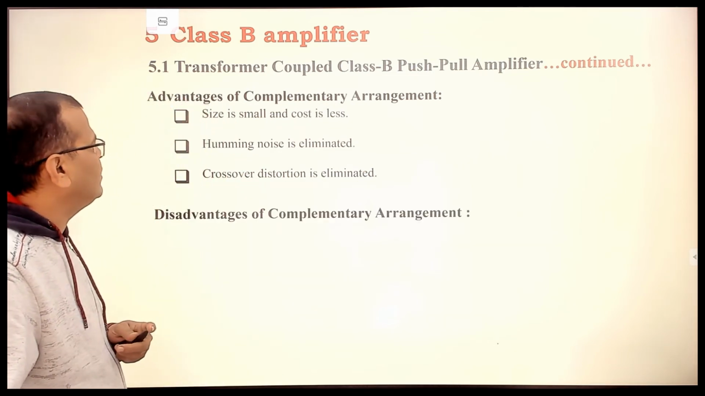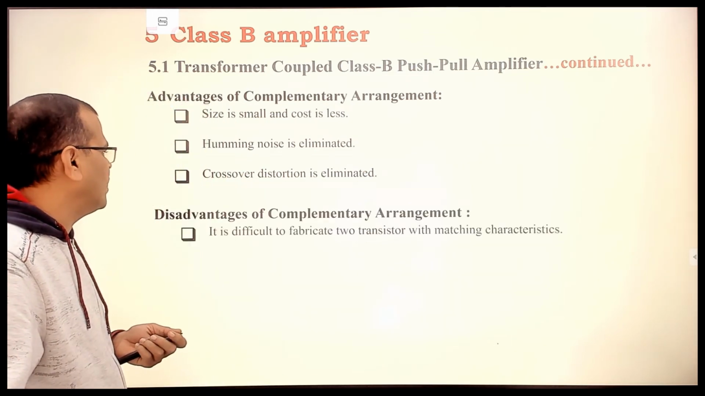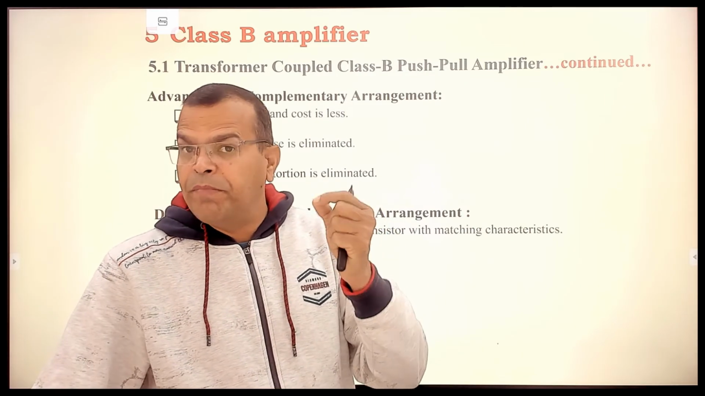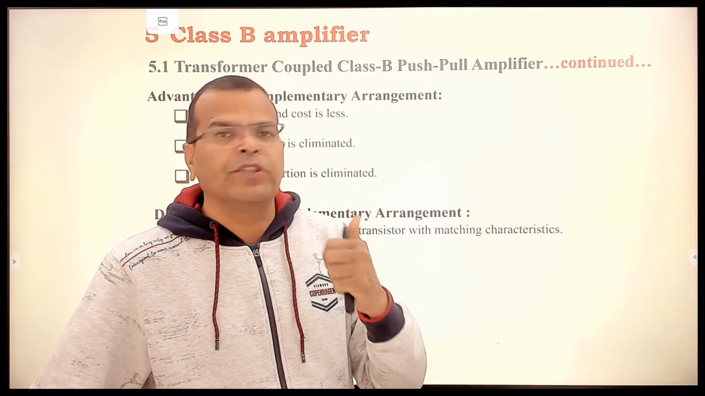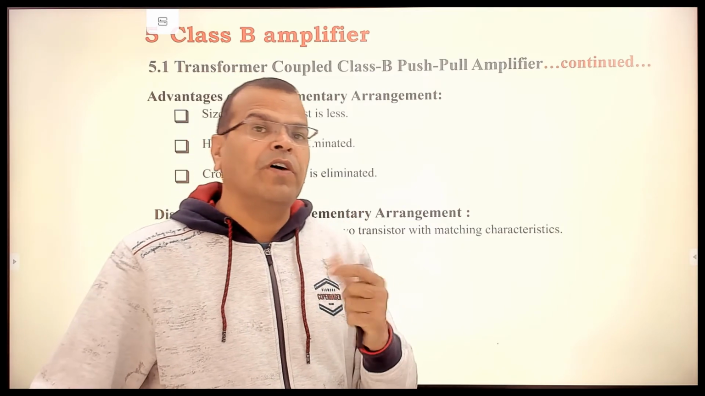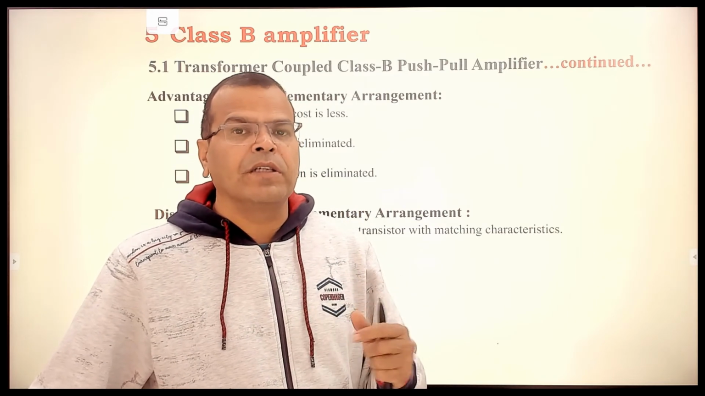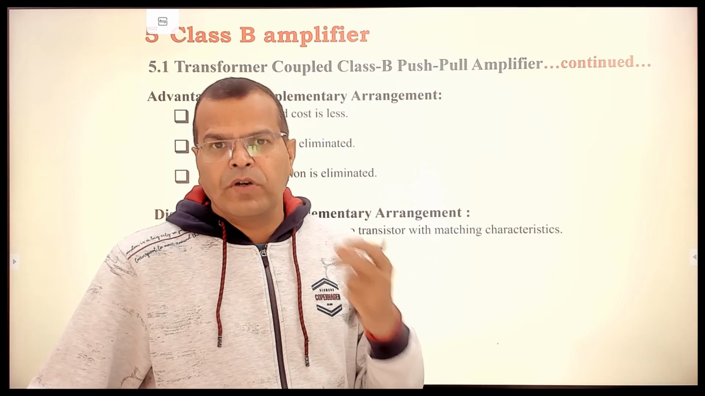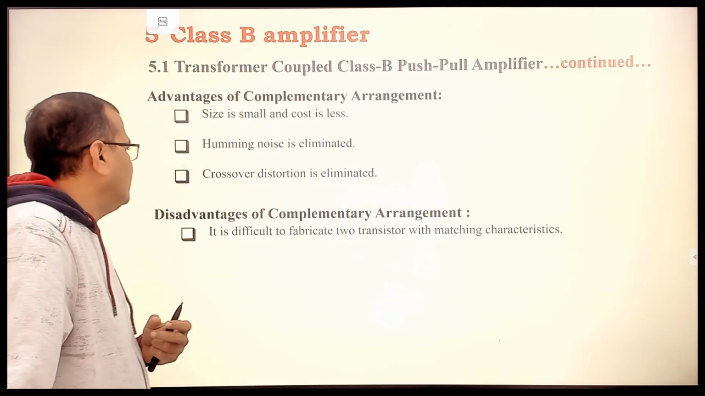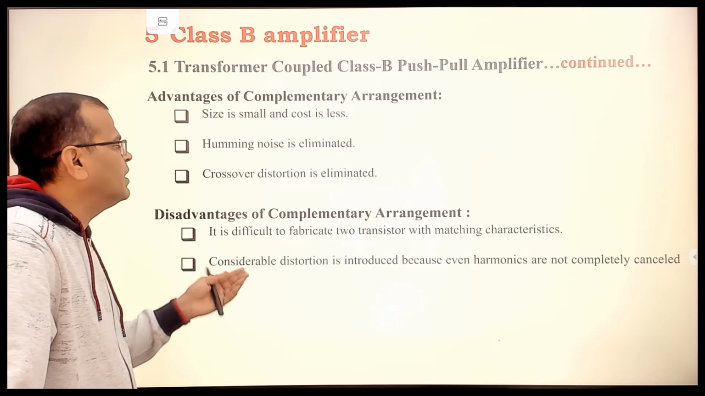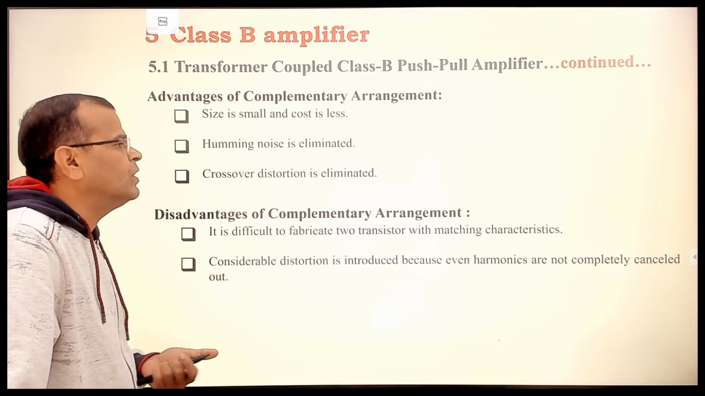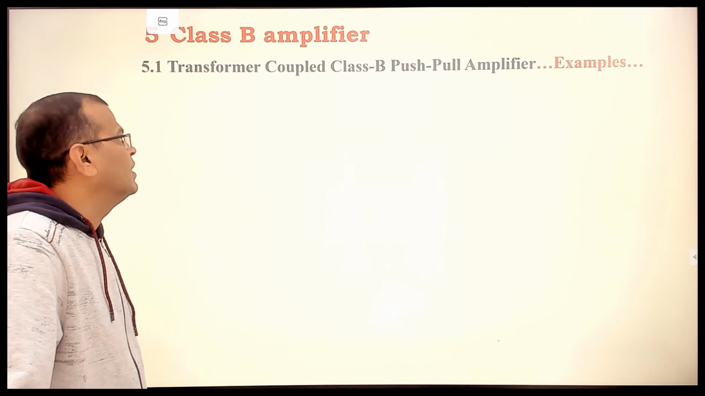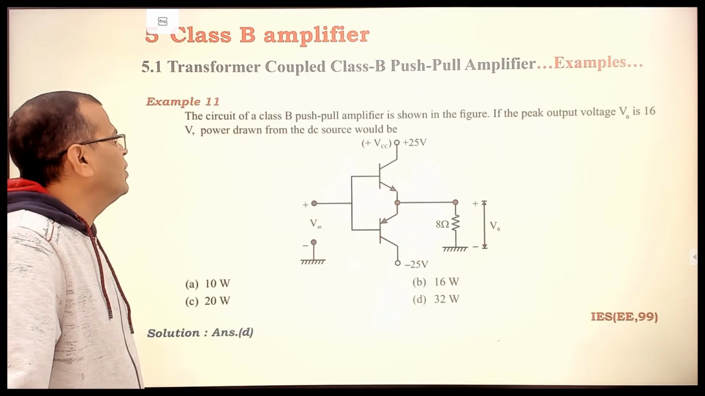Then disadvantages of complementary arrangement. What are the disadvantages? It is difficult to fabricate the transistors of matching characteristics. In this case, both need to have matching characteristics for elimination of crossover distortion in the circuit. Then considerable distortion is introduced because even harmonics are not completely cancelled out in this case. So these are some of the points you need to remember.